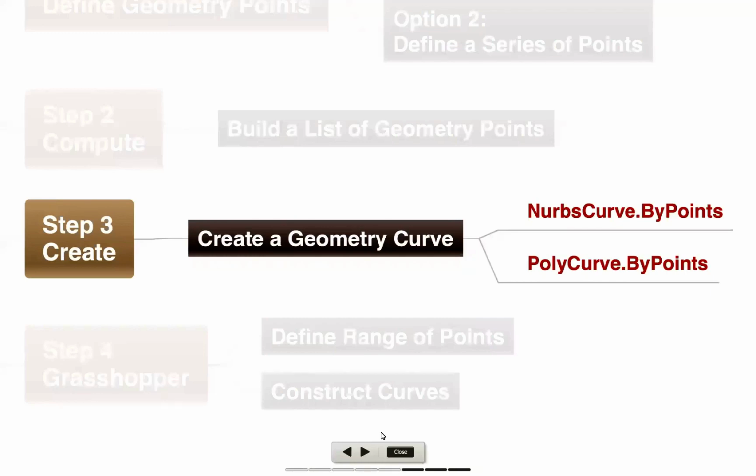Now that we've defined some geometry points and aggregated them together into a list, let's go ahead and take a look at the third step in our workflow, which is typically to go through and create something. And in this case, we're going to create a geometry curve. And we'll do that a couple different ways. We'll look at creating a NURBS curve, a smooth curve between the points, as well as looking at how we can create a polycurve, sort of a multi-line segment between those different points.